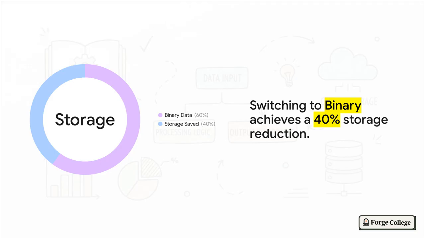To put that into perspective with a real-world example, let's say you hypothesize that swapping your off-chain data from bulky JSON to a sleek binary serialization format is going to save you some space. So you run the test, and boom, you capture a massive 40% reduction in storage.